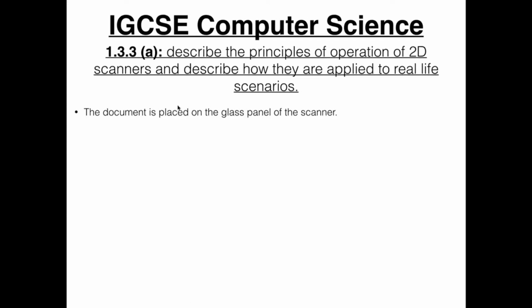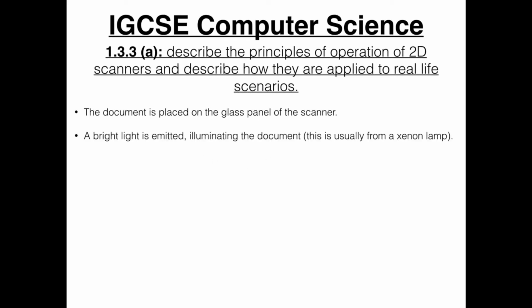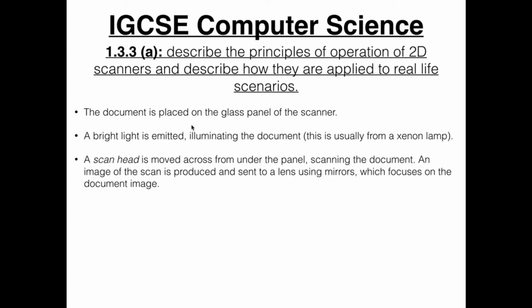So here's how a scanner works. The document is placed on the glass panel of the scanner. A bright light is emitted, illuminating the document, usually from a xenon lamp. A scan head is moved across from under the panel, scanning the document. If you ever scan a document without the lid covering it, you can see this light move across the panel.